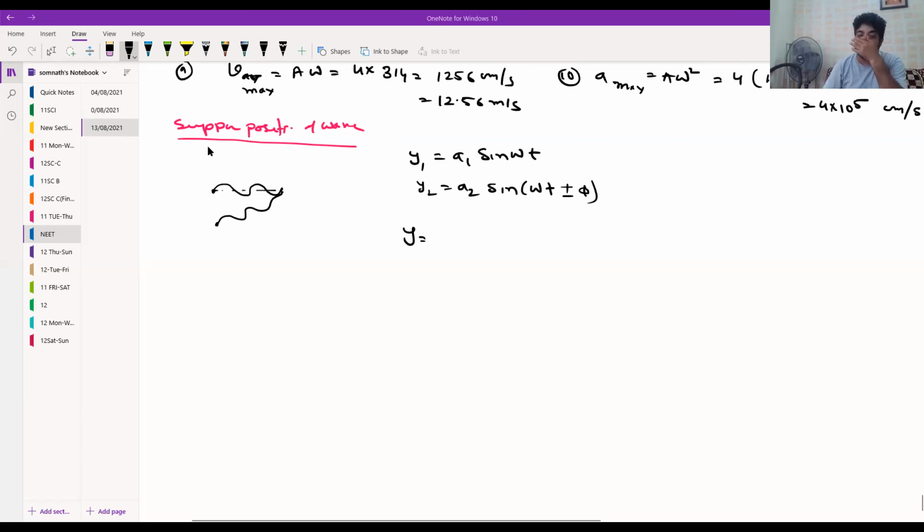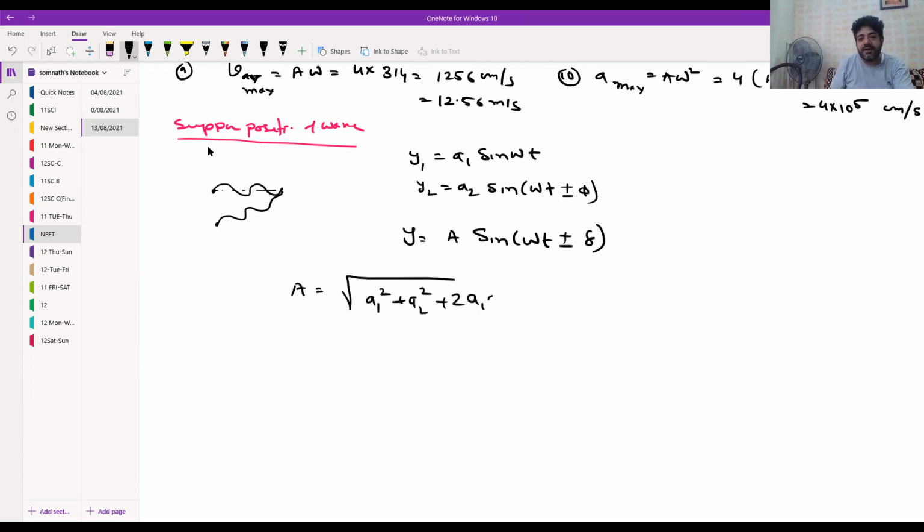Interference, superposition applies to any wave. Interference in optics was for transverse waves, but it is not necessary for the transverse wave only; here it is the same thing for any wave. When we superimpose two waves, we get the final wave A sin(omega t plus or minus delta). Now how do we get A? We know from the previous class, A squared equals A1 squared plus A2 squared plus 2 A1 A2 cos phi. And basically this is what I need, nothing else.